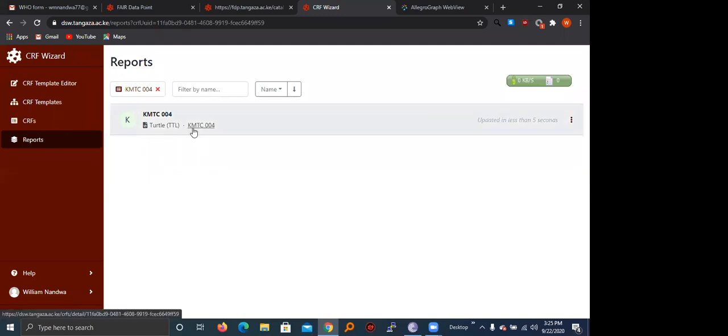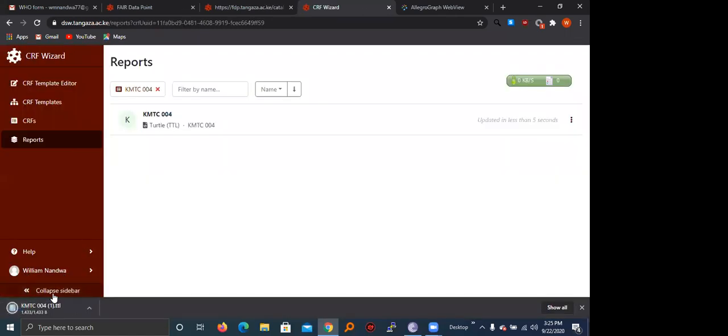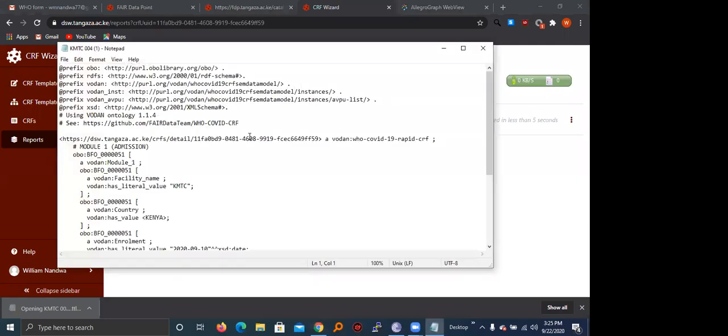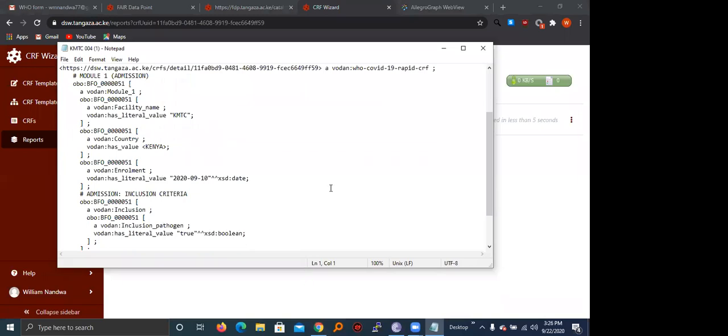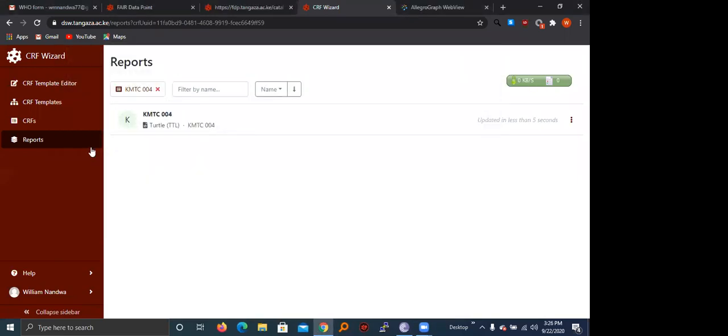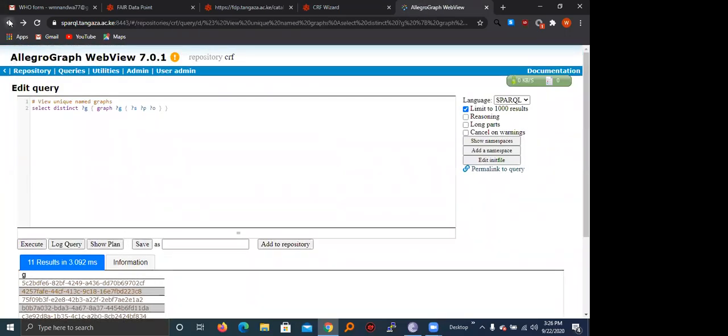These are the reports that we have created. Here you can have a look, show the institution, KMDC, the facility, the country is Kenya. You can go all the way until the form is filled. Then we have the Allegro graphs, where we have the graph saved.